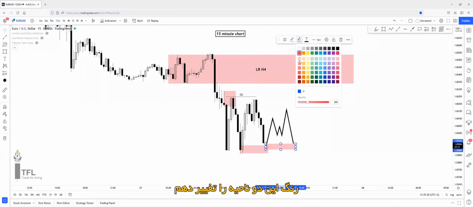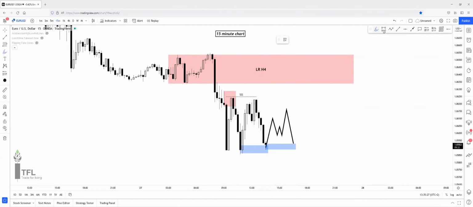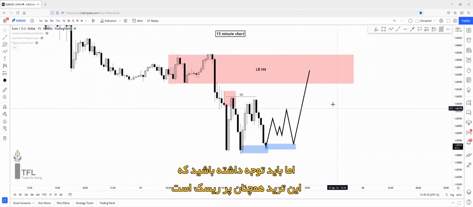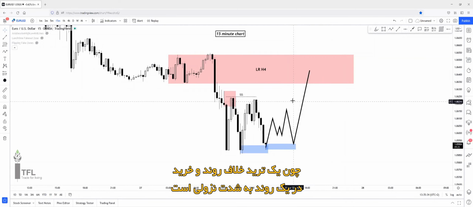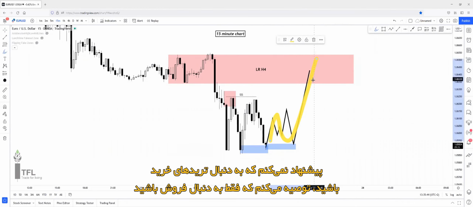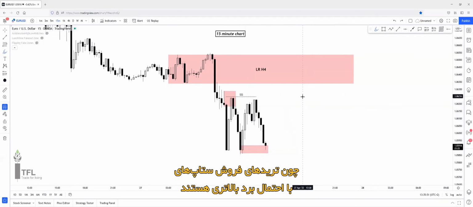Let me just change the color for this and for this too. So after the liquidity creation and criteria creation and strong change of character, you'll be able to target this 4-hour zone with a counter trend trade. But you still have to know that this is risky. This is considered risky because it's a counter trend long trade in a really bearish structure. So I don't really recommend you to open long trades. I recommend you to only wait for short opportunities, because those are the highest probability setups.